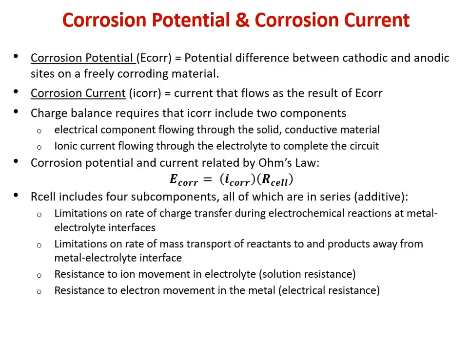the cell resistance. So just dropping back a little bit, we're going to remind ourselves that we have to have charge balance in any kind of redox system or corroding system, and that our corrosion current has two components. Again, now we're looking at completing that circuit. We have electrical current flowing through the solid conductive material. And again, this is why metals tend to corrode.